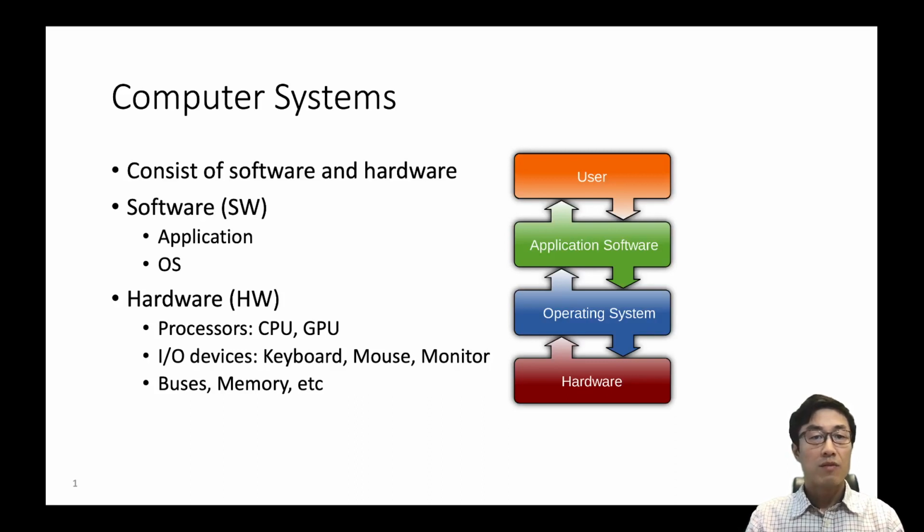Okay, let's talk about computer systems. Computer systems consist of hardware and system software that work together to run application programs. The software is a collection of instructions and data that tell the hardware what to do.